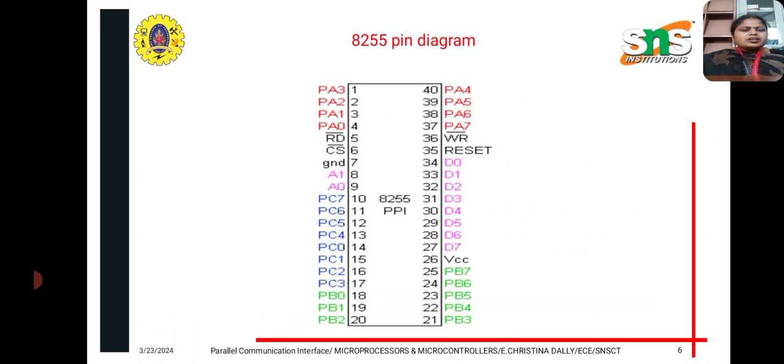So this is the pin diagram of the 8255. It consists of 40 pins, where the data bus buffer consists of D0 to D7, and we have 3 ports, port A, port B, port C. Each port consists of 8 pins. In total we have 24, so 24 plus 8 pins, we have 32. Apart from that, we have supply and ground. Here we have the read write logic. In that read write logic, we have read, write, reset, chip select, A1, and A0.